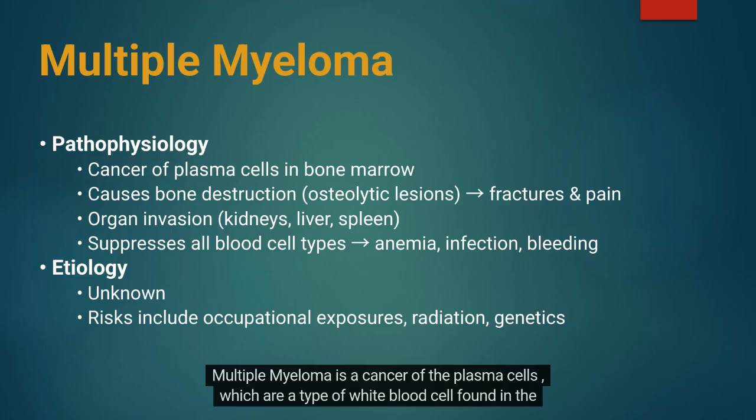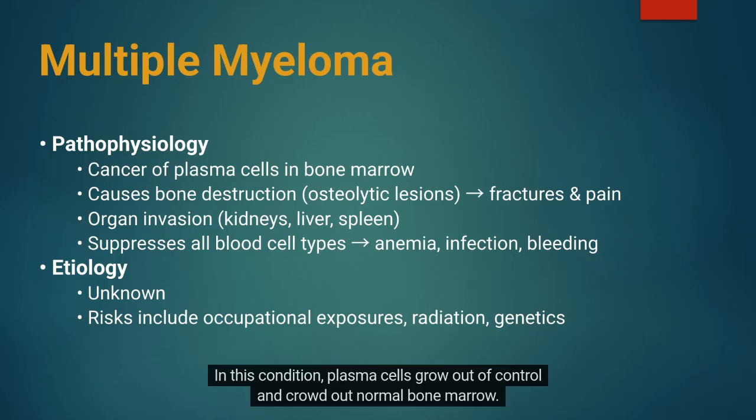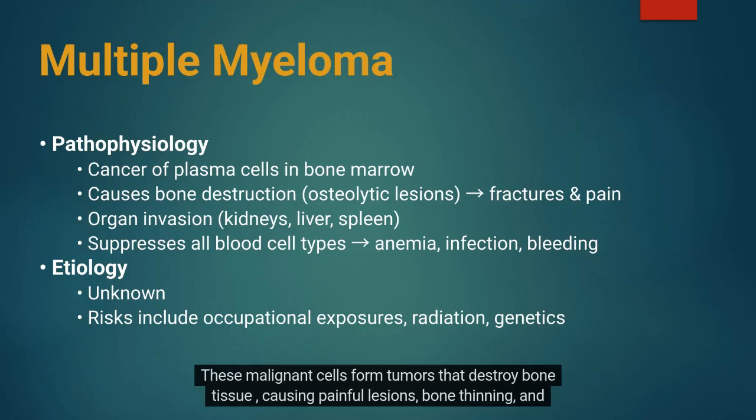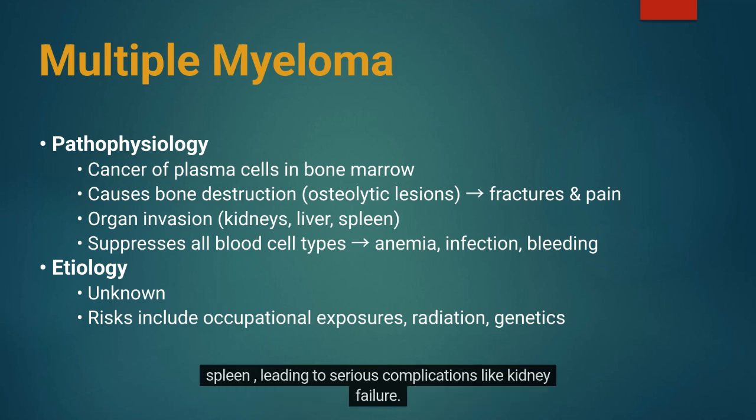Multiple myeloma is a cancer of the plasma cells, which are a type of white blood cell found in the bone marrow. In this condition, plasma cells grow out of control and crowd out normal bone marrow. These malignant cells form tumors that destroy bone tissue, causing painful lesions, bone thinning, and fractures. As the cancer progresses, the abnormal plasma cells can invade organs such as the kidneys, liver, and spleen, leading to serious complications like kidney failure.